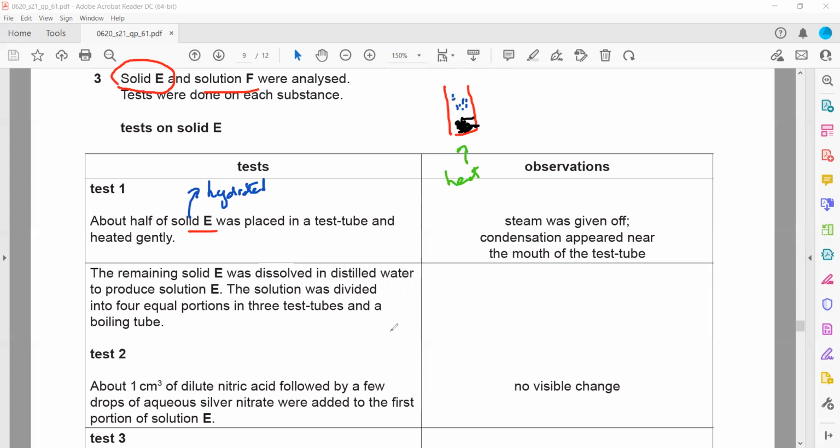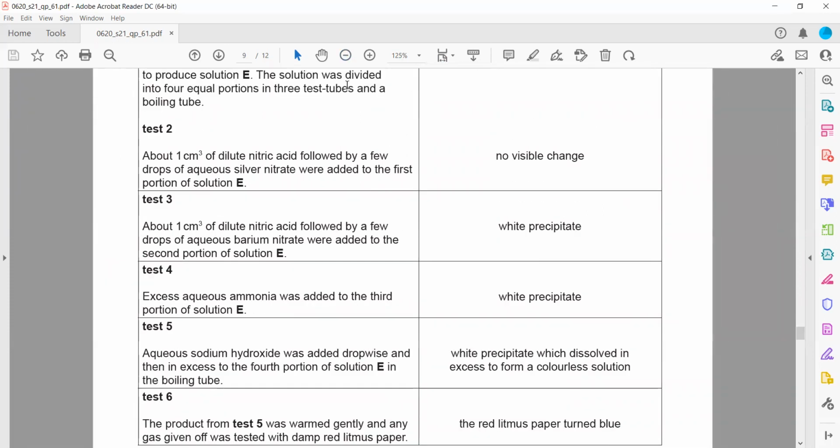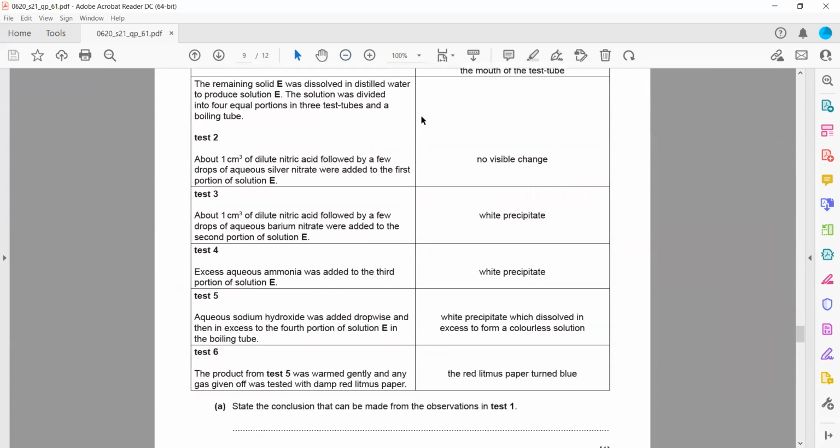The second part: the remaining solid E was dissolved in distilled water. These are the tests which are carried out on the remaining solid E. It was dissolved in distilled water, and the solution was divided into 4 test tubes. So we have 4 different test tubes which consist of a solution of E. Test 1: we supply the heat energy and it decomposes because it contains water of crystallization. It is a hydrated salt.